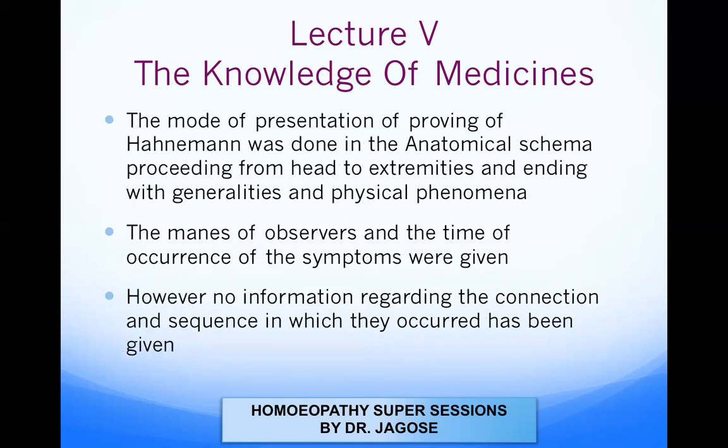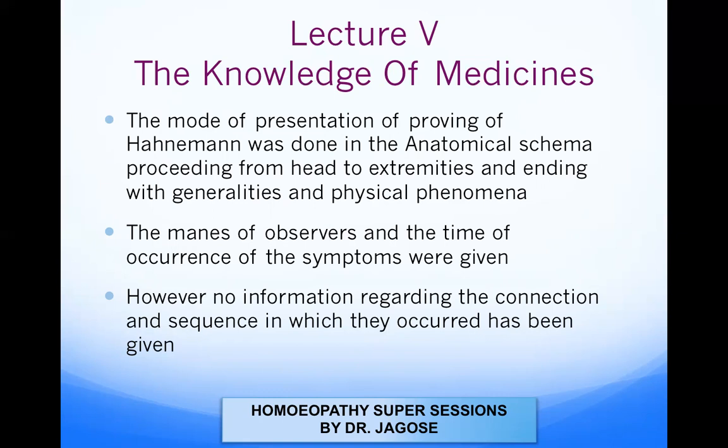The mode of presentation of Hahnemann's provings was done in the anatomical schema, proceeding from head to extremities and ending with generalities and physical phenomena. So the proving schema of Hahnemann was anatomical, right from the head to the foot. Whatever symptoms pertain from the head to the foot are written down in order, ending with generalities and the physical phenomena.